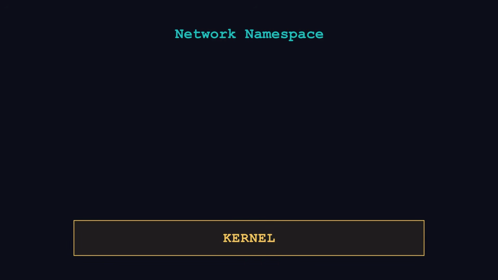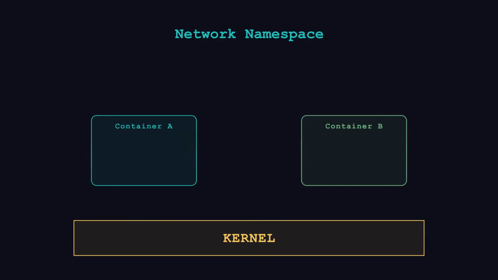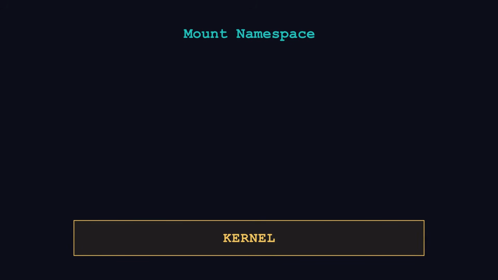Network namespaces do the same trick with networking. The process gets its own IP address, its own ports. Two containers can both listen on port 80 because they each have their own network namespace. Mount namespaces give it a different file system. The container sees a completely different set of files and directories than the host. Same kernel, different view.